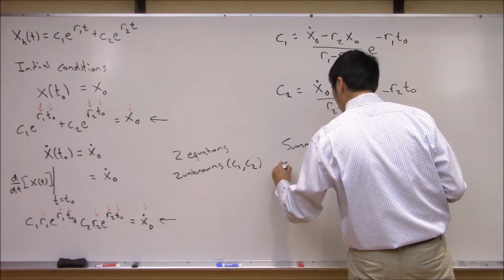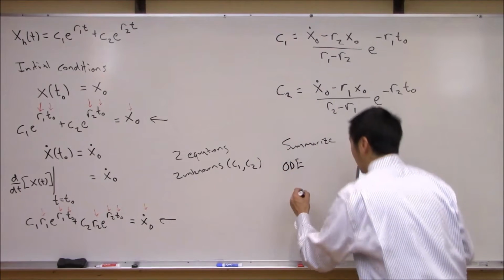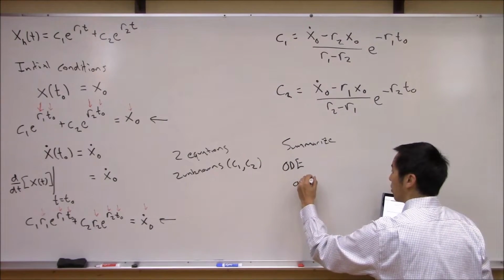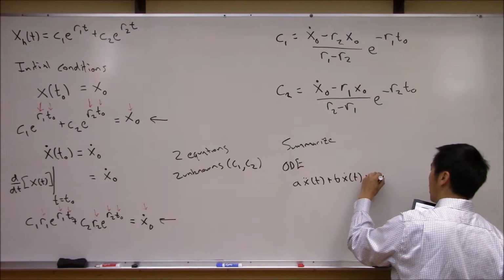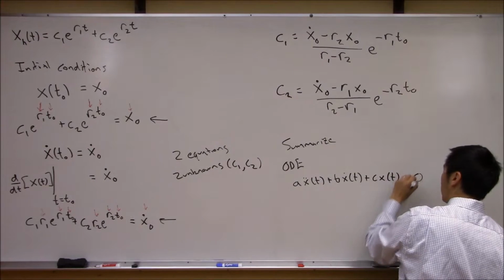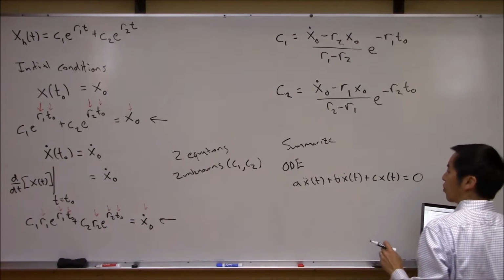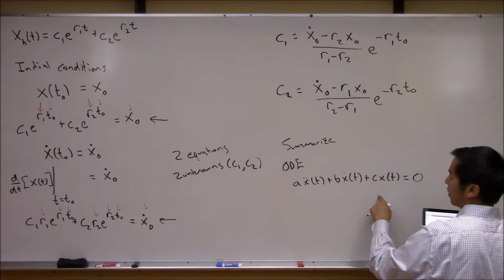The ODE in question that we're looking at is a x double dot of t plus b x dot of t plus c x of t has got to equal 0. Here is our linear homogeneous second order ordinary differential equation. That's kind of a mouthful, right?